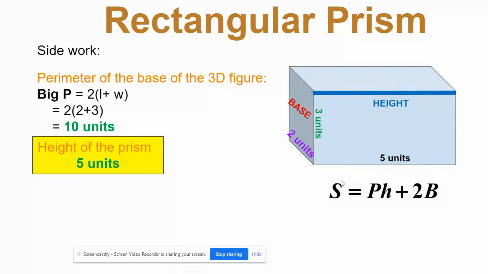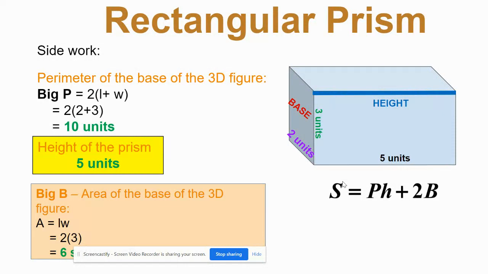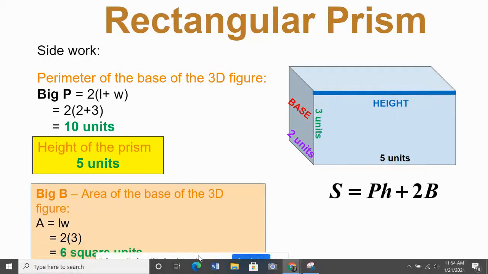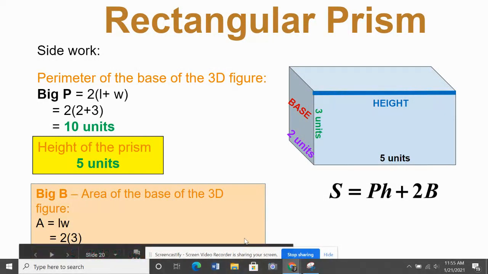Now for big B, we know that means area of the base, and we stated the base is a rectangle. So to find the area of a rectangle, we're going to multiply length times width, which means we're going to multiply 2 times 3. And that gives us 6 square units. Now, I've calculated the values for each variable. Now I can substitute it into my formula.